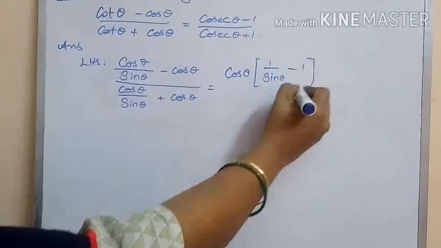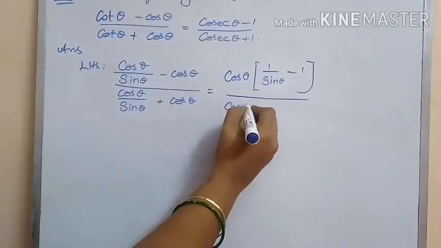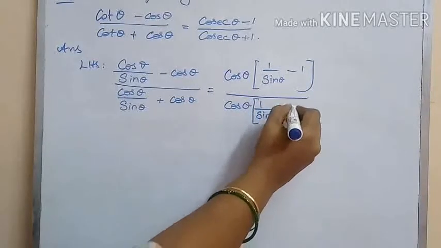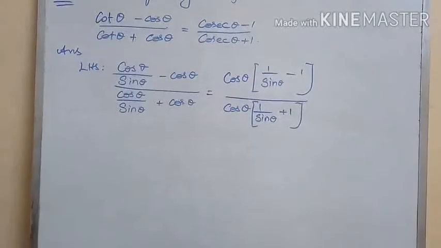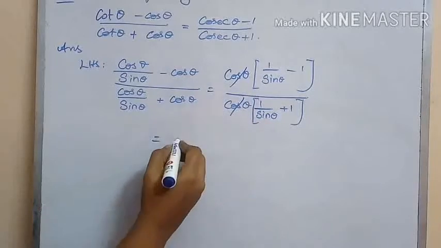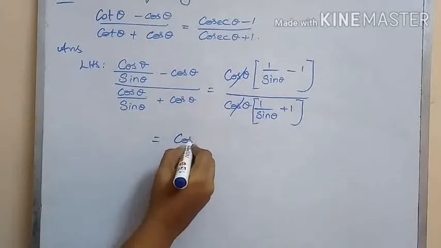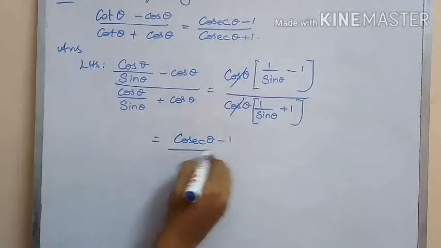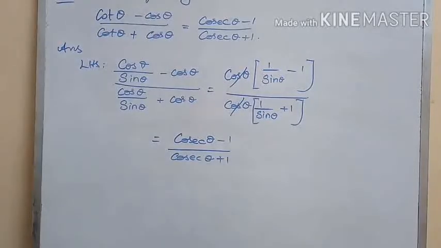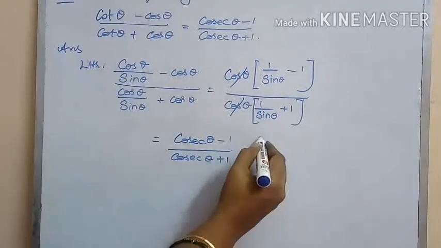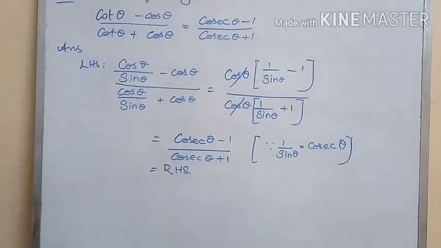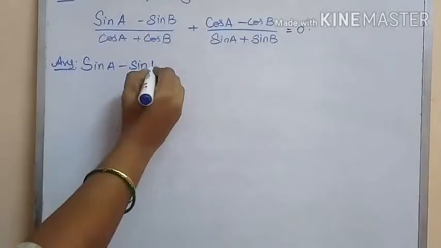So bringing out cos theta, we get 1 by sin theta minus 1 by, in the denominator also bringing out cos theta, we get 1 by sin theta plus 1 within the brackets. So cos theta gets cancelled and we know that 1 by sin theta is cosecant theta. So we have cosecant theta minus 1 in the numerator and cosecant theta plus 1 in the denominator, which is RHS. Hence we have proved the theorem.